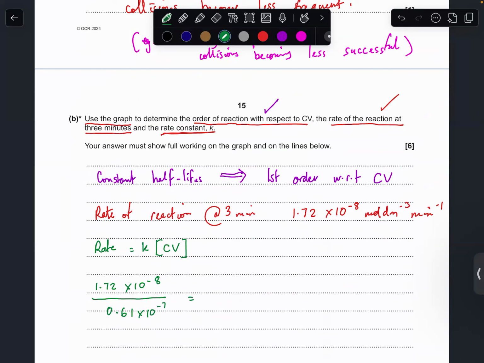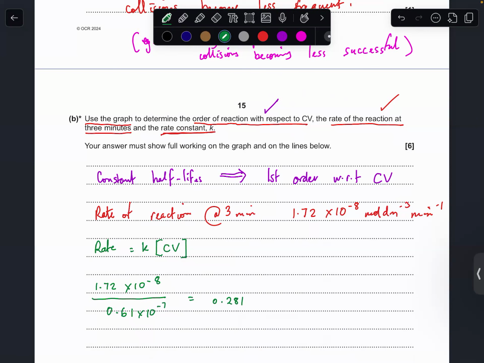Actually, I'm going to use 1.72 times 10 to the minus 7. Let's divide that by 0.61 times 10 to the minus 7. Oops, I've got a wrong power here. It's 1.72 times 10 to the minus 8, not 7, divided by 0.61 times 10 to the minus 7. Close the bracket. Yeah, that gives you 0.281. What would the units be?